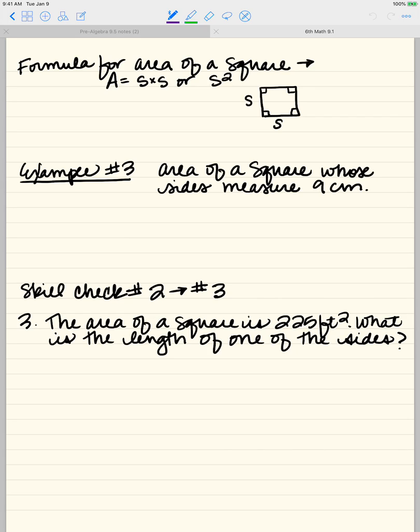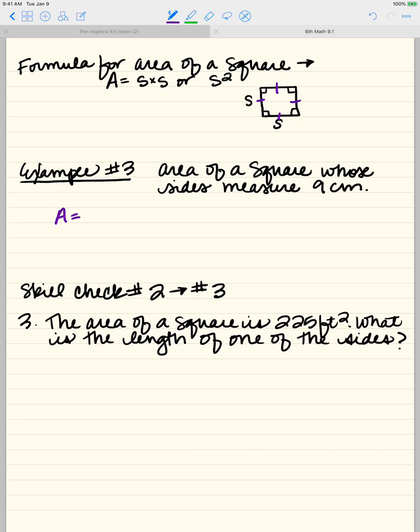Now we're going to talk about the formula for area of a square. Area is equal to the side times the side, or side times side, which is the same as S squared. Remember, our definition of a square is that all sides are equal. Okay, this side is equal to this side, is equal to this side, is equal to this side. So when we're finding the area of a square, we just do the length of a side squared, the side times itself.